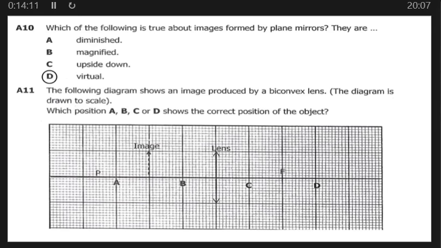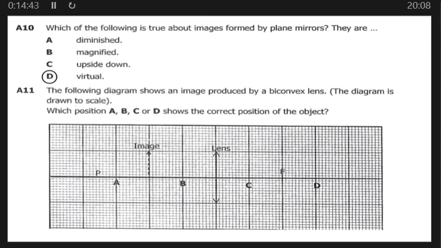Then question number 11 says, the following diagram shows an image produced by a biconvex lens. The diagram is drawn to scale. Which position A, B, C, or D shows the correct position of the object?